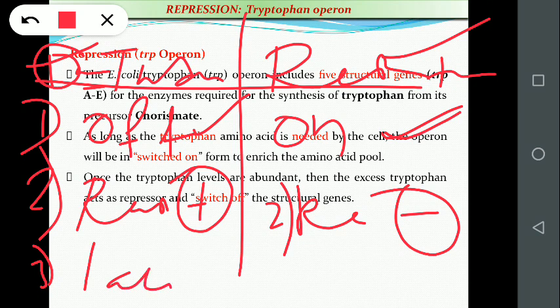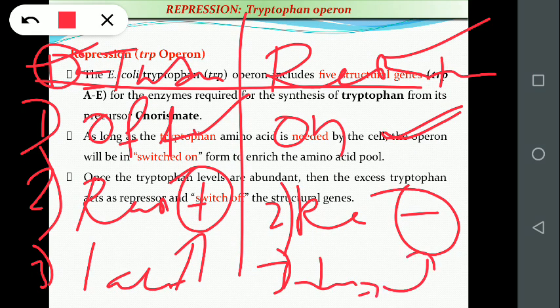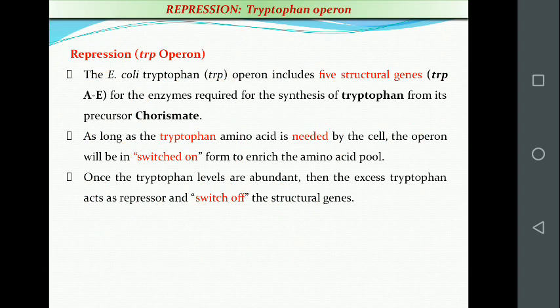Okay, so now here lactose acts as an inducer that inactivates the repressor. Here tryptophan acts as a corepressor that activates the repressor protein. Okay, these are the three major differences between the induction and repression mechanism. So once you understand the induction mechanism clearly, then it is very much easier to understand and even remember the repression process. Exactly opposite to one another.